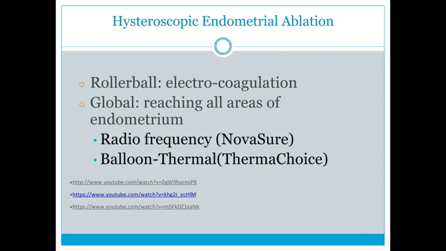Endometrial ablation can be done with a roller ball that just treats areas of the lining of the uterus, or globally, which reaches all areas of the endometrium. Global ablation uses radio frequency and heat.